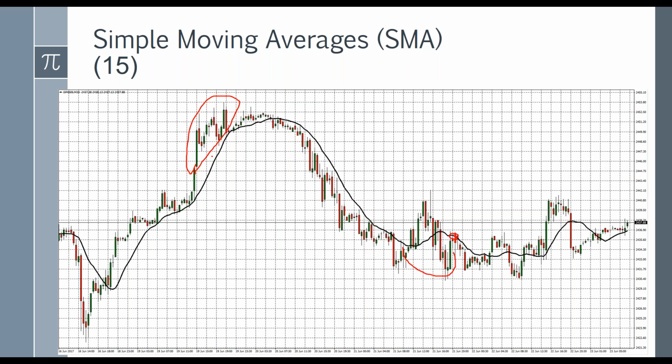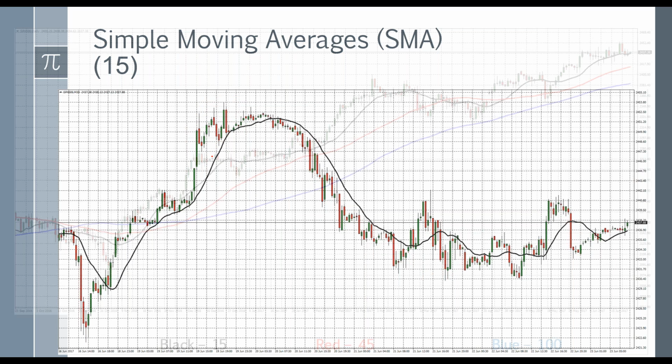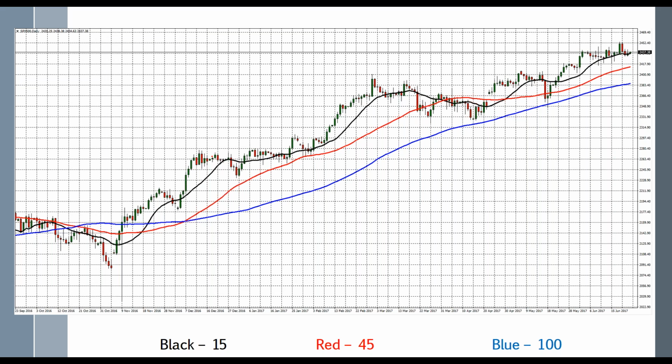Now, how does it help us to trade? It wouldn't help us by itself. We need several lines, and let's take a look at this example over here, and how it will tell us a little bit more about the market. We have three lines over here. We have the black line, which is the average of the last 15 days in the market. The red line, which is the average of the last 45 days. And then we have the blue line, which stands for the average of the last 100 days. The first thing that we see over here is that the blue line is below the red line and the black line is above all.